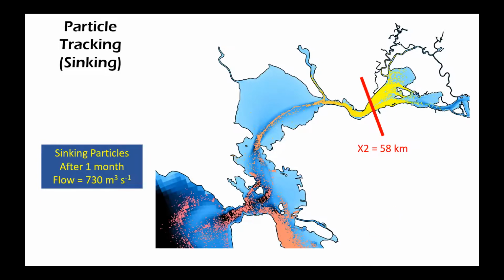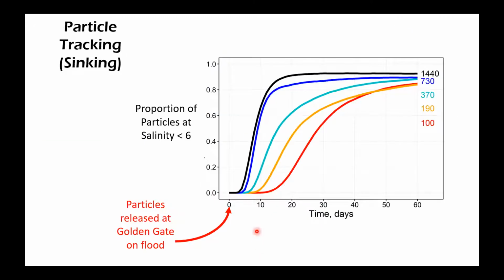So how does that work? Or what does that do if you change the flow? So this is for a flow of 730 cubic meters per second. I'll show you the time pattern of the particles that were released under different flow conditions. And these are synthetic steady flows. So this is the 730 line. So this is how long it took. It took 30 days, and most of them were back up in that region of the estuary where salinity is less than 6. So this is the proportion of the particles in salinity less than 6 over time.